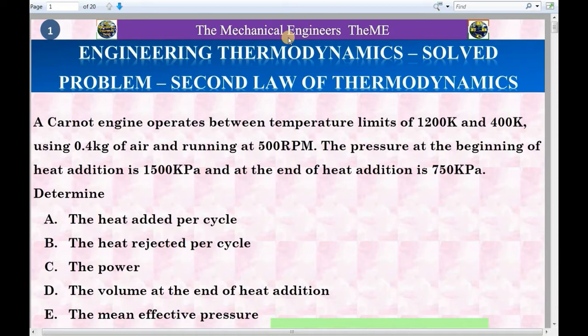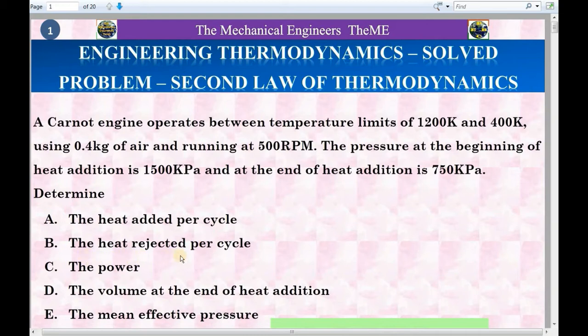Okay, so let's begin. First I will read the question. A Carnot engine operates between temperature limits of 1200 Kelvin and 400 Kelvin, using 0.4 kg of air and running at 500 rpm. The pressure at the beginning of heat addition is 1500 kilopascal and at the end of heat addition is 750 kilopascal. Determine A. The heat added per cycle.